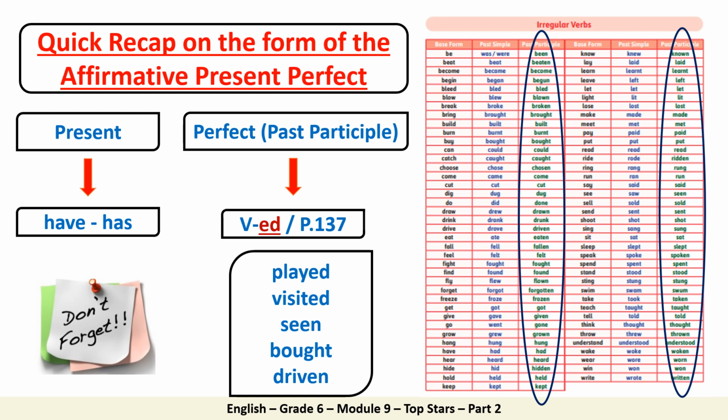And where can we find these? We're going to find these irregular verbs on page 137 in the student's book. So it's very important to learn the irregular forms of these verbs. Other than that, it's always ending in ed, so it's super simple.